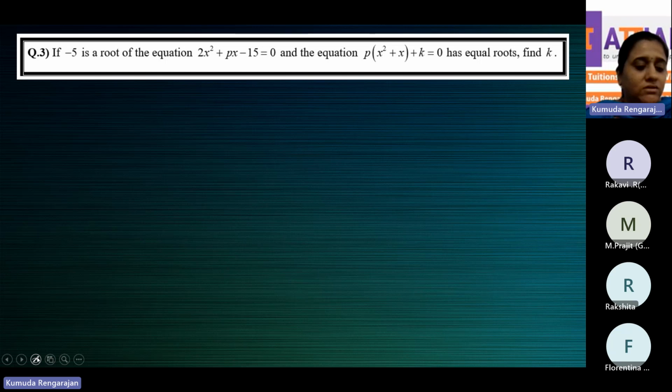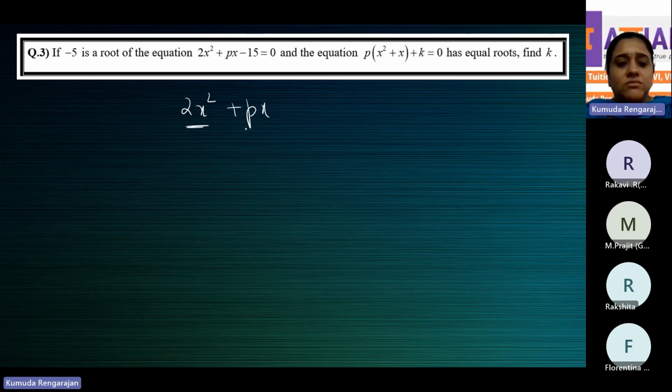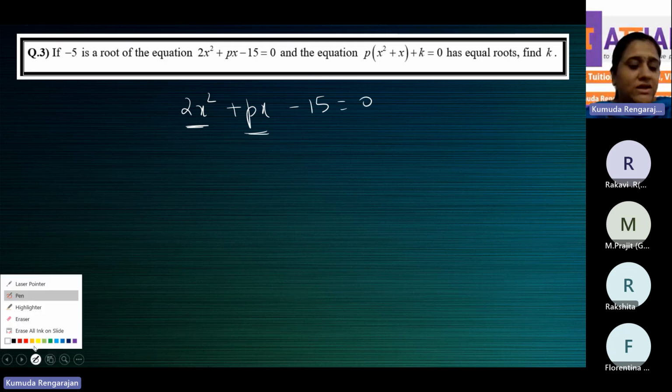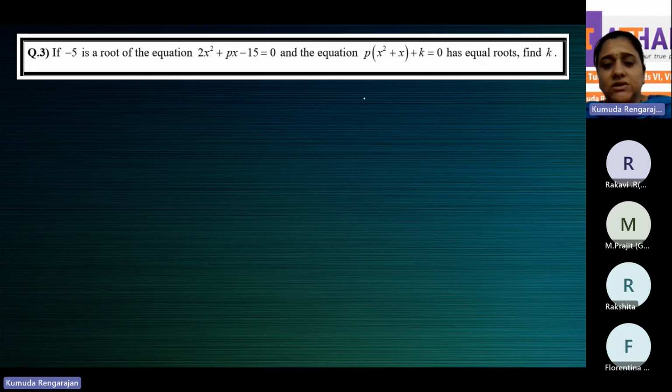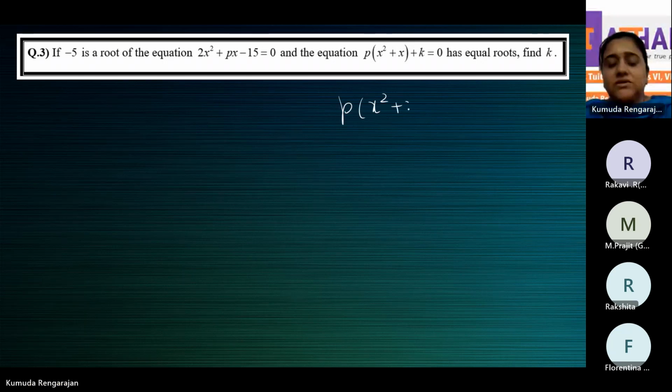I'll just tell you one thing here. The second equation, you see, is not in the standard form. The first equation is in the standard form. You can see the x squared term, the x term, and the constant is equal to 0. The second equation is like this, and it is not in the standard form.